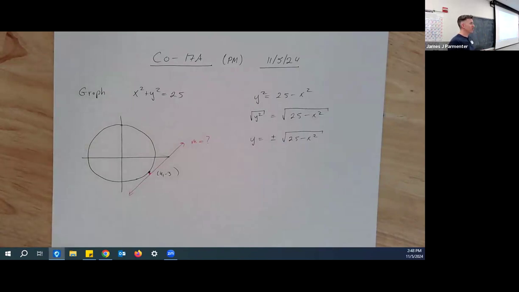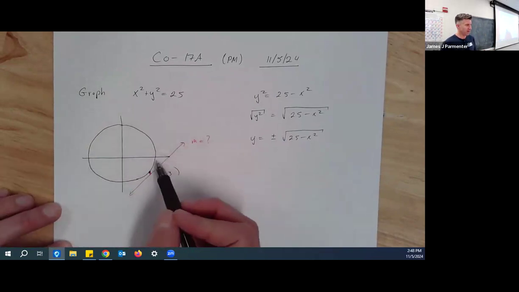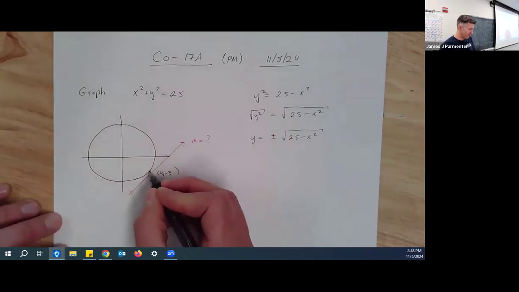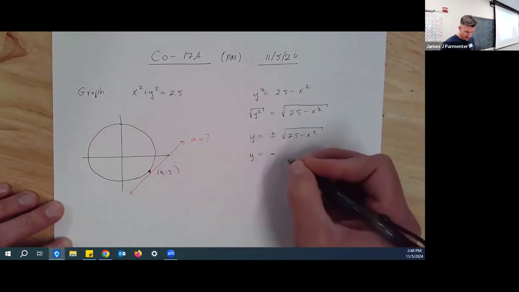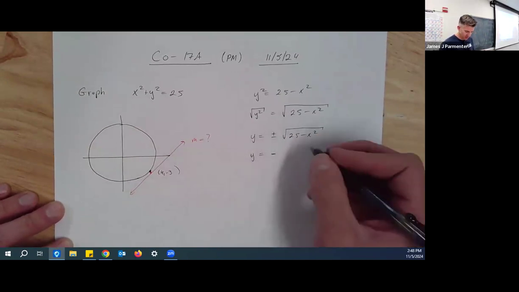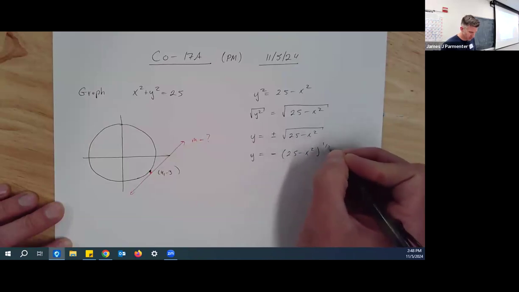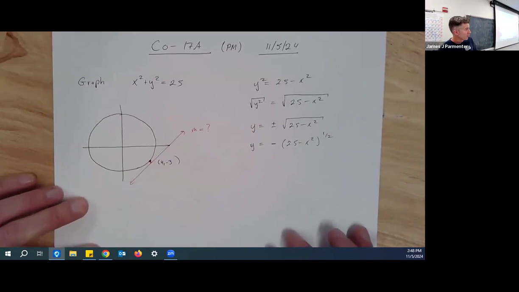Which part of the circle am I looking at here? Am I looking at the top half or the bottom half? Well, look at the bottom, right? I mean, clearly my tangent line is touching the bottom half. So I'm really looking at y equal to the negative. Instead of writing square root of 25 minus x squared, let's write 25 minus x squared to the 1/2 power. So now that we've identified the correct part, I'm going to differentiate using the chain rule.